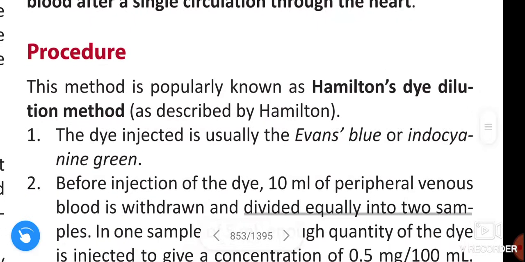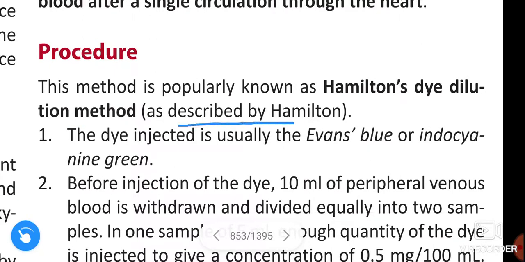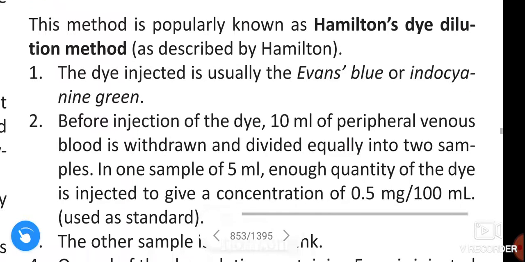Coming to the procedure, this method is popularly known as Hamilton's dye dilution method, as described by Hamilton. The dye injected is usually Evans blue or indocyanine green.